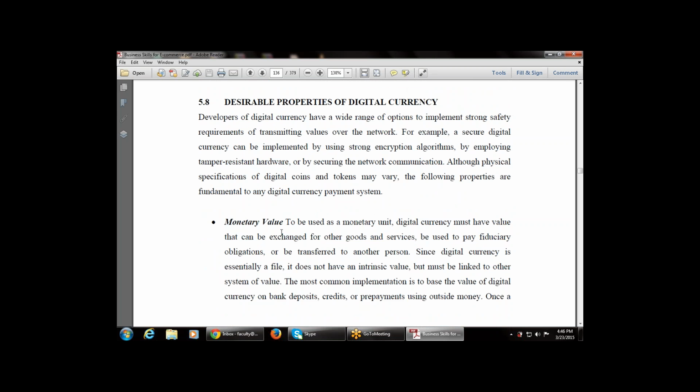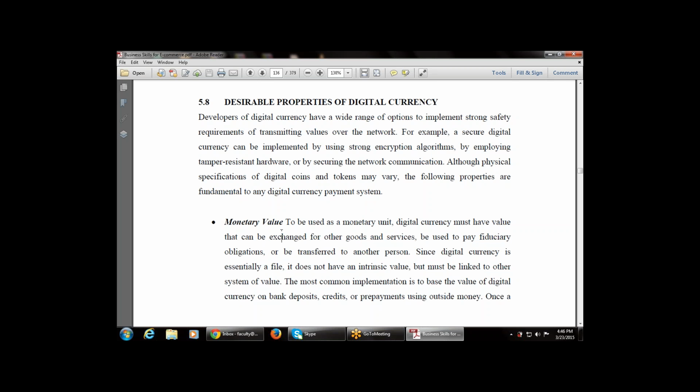So that means digital currency includes the monetary value that is used with day-to-day transactions. So digital currency must have value. If digital currency did not have any value, how would I exchange goods or money from one person to another? So it must contain a monetary value, in money terms, that can be exchanged for other goods and services, used to pay fiduciary obligations, or transferred to another person.